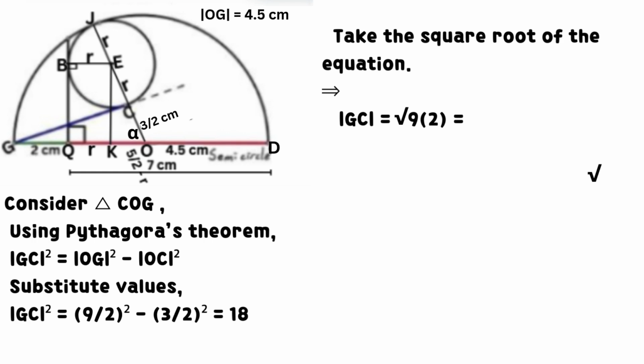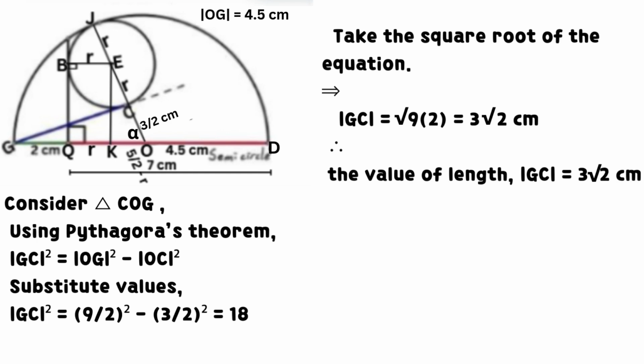Take the square root of the equation. It implies that line GC equals the square root of 9 times 2, which equals 3 times the square root of 2, in centimeters. Therefore, the value of length GC equals 3 times the square root of 2 in centimeters.